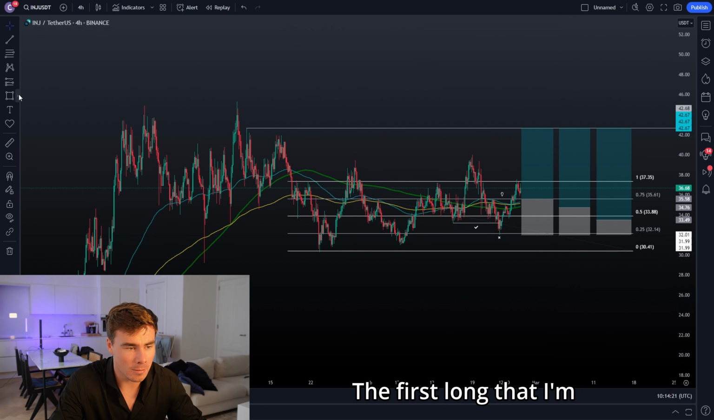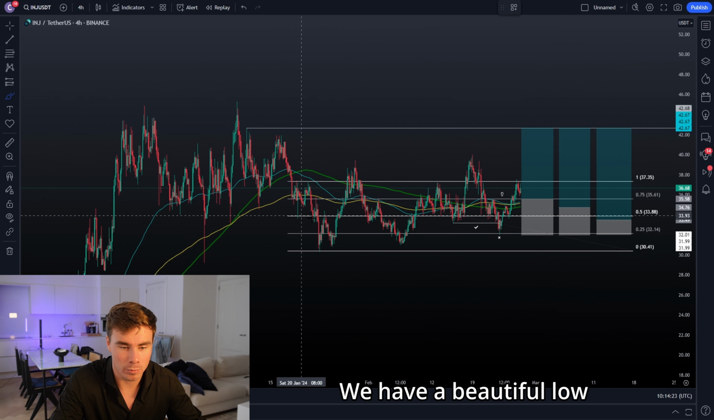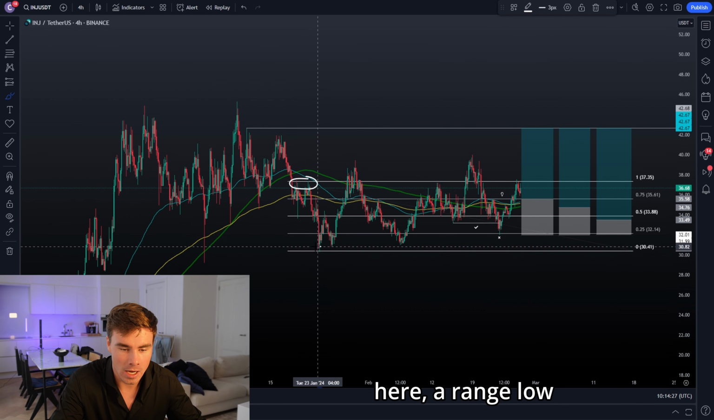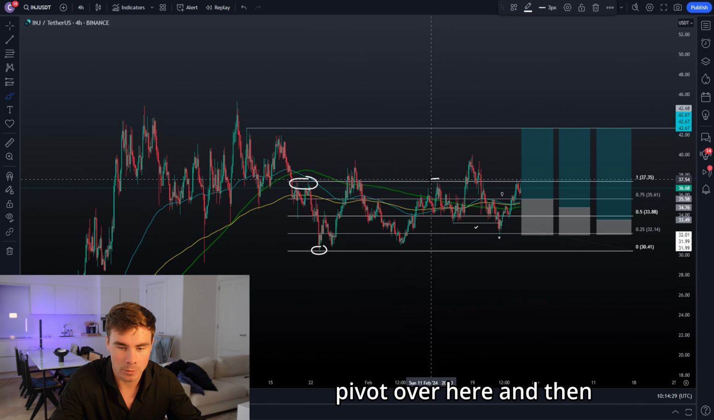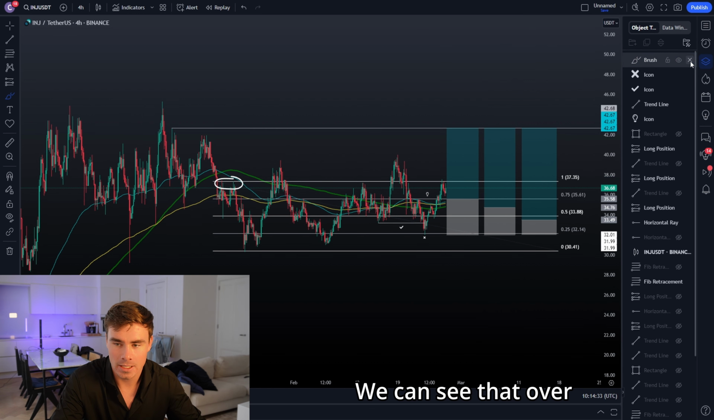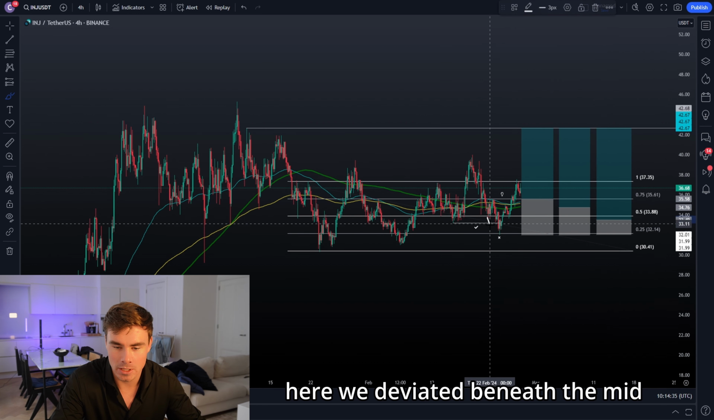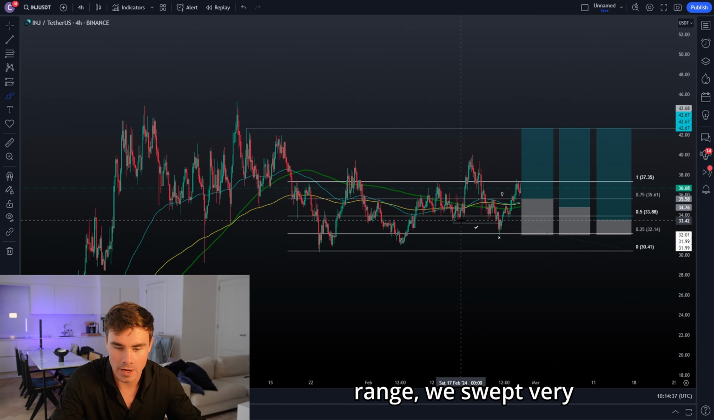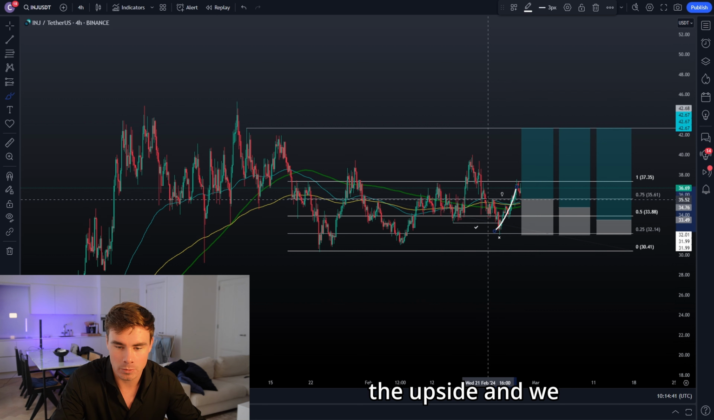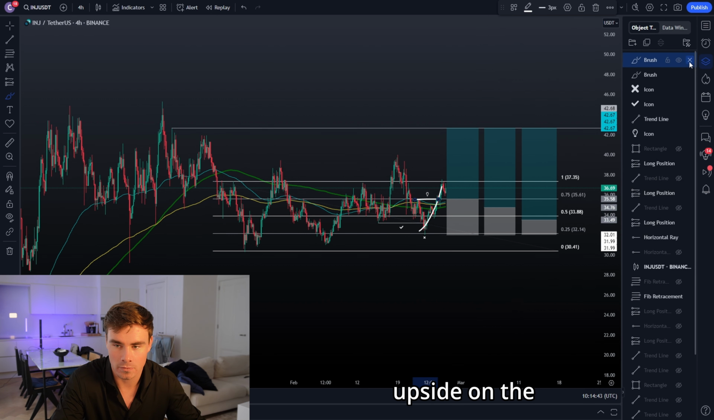The first long that I'm eyeing up is this long INJ. We have a beautiful low time frame reaccumulation range with two pivots over here, a range low pivot over here, and then we have some more pivots for the range high confirmation. We can see that over here we deviated beneath the mid-range, we swept a very important sell side liquidity over here, saw a push to the upside, and we shifted structure towards the upside on the 4-hourly time frame.